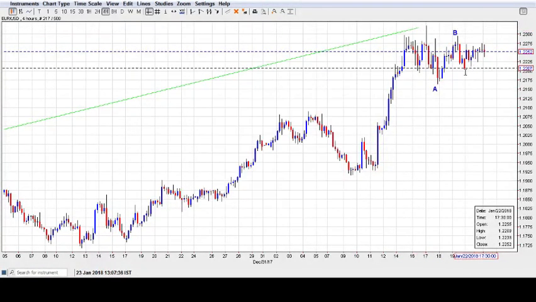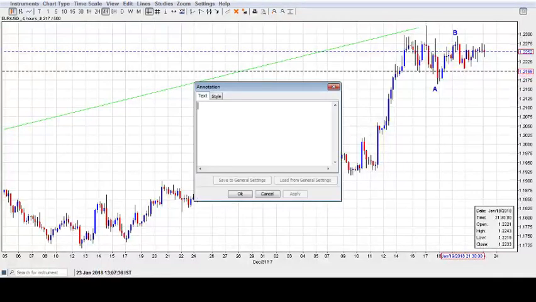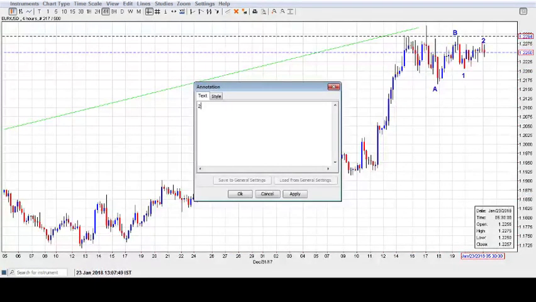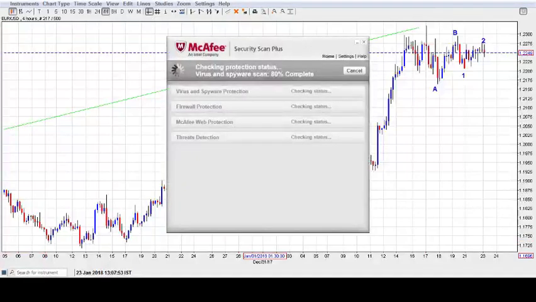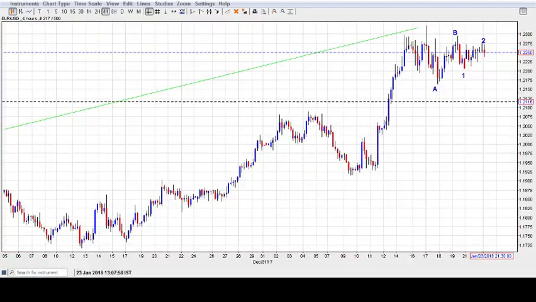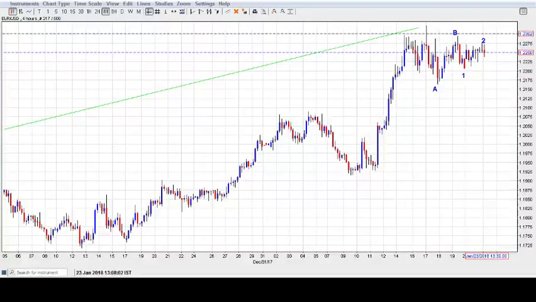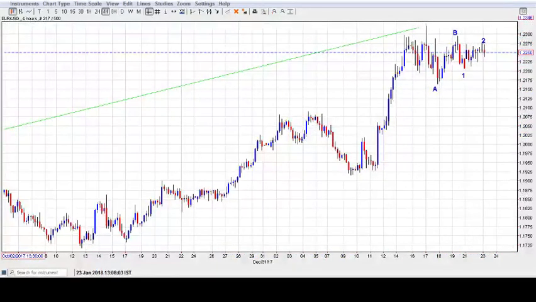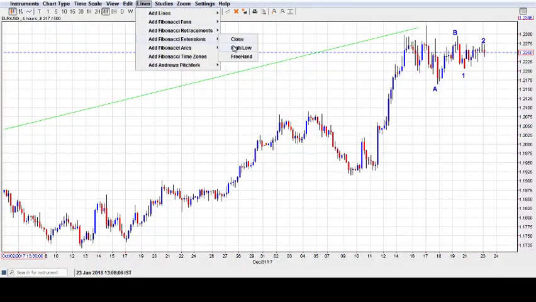I think we've got AB, and now we are already underway. Maybe at a smaller degree I think I can do wave 1, wave 2, and then 3, 4, 5. I need to get rid of this. Okay. Waves 1, 2, and then 3, 4, 5 going dropping lower.